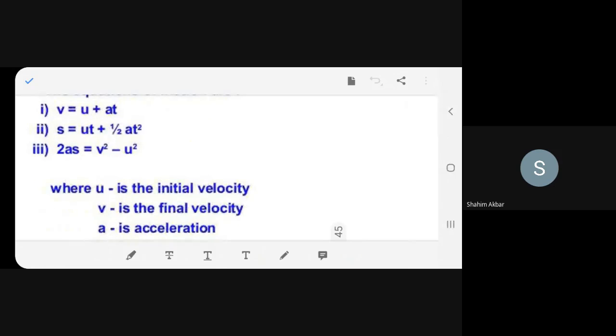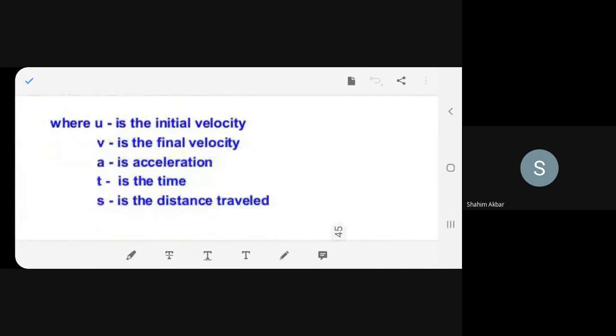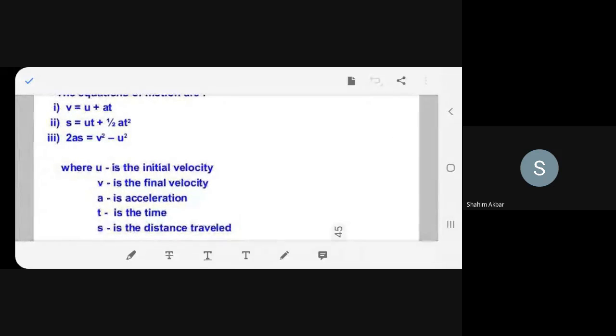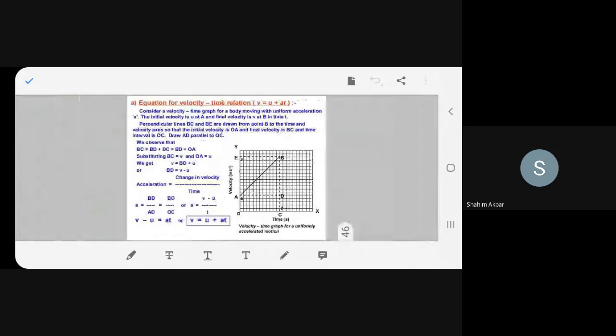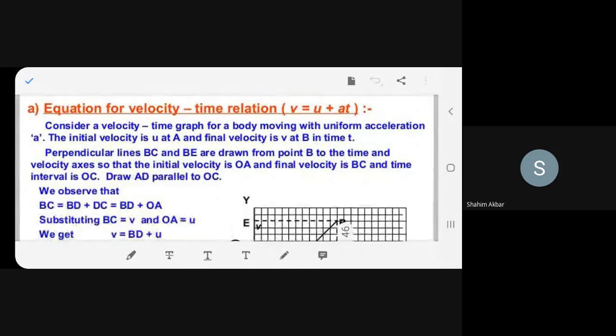In all these equations, U is the initial velocity, V symbolizes the final velocity, A is acceleration, T is the time, and S is the distance traveled. So this is how we are going to denote the equations. Now we start with the first one, the velocity-time relation, which will be shown on the graph, and we will derive the equation V is equal to U plus AT. Okay?